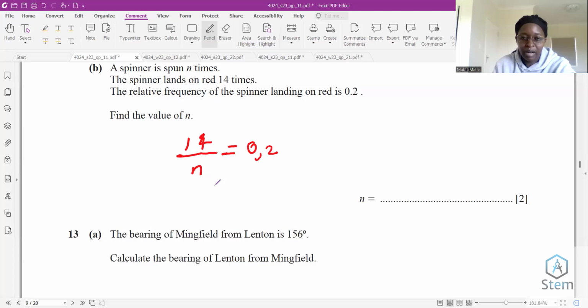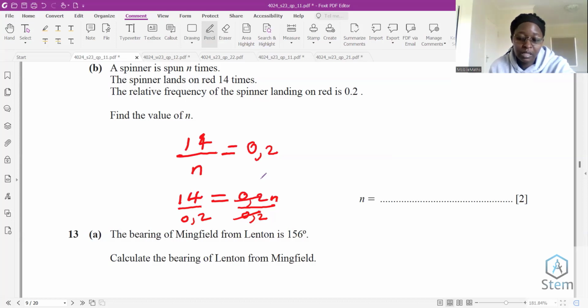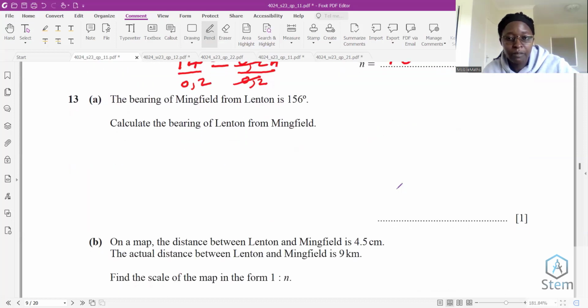So we can write 14 is equal to 0.2n. I can divide every side by 0.2. On this side they cancel off each other, and we get n equal to 70. So that's our n value there. It's 70. Let's move on.